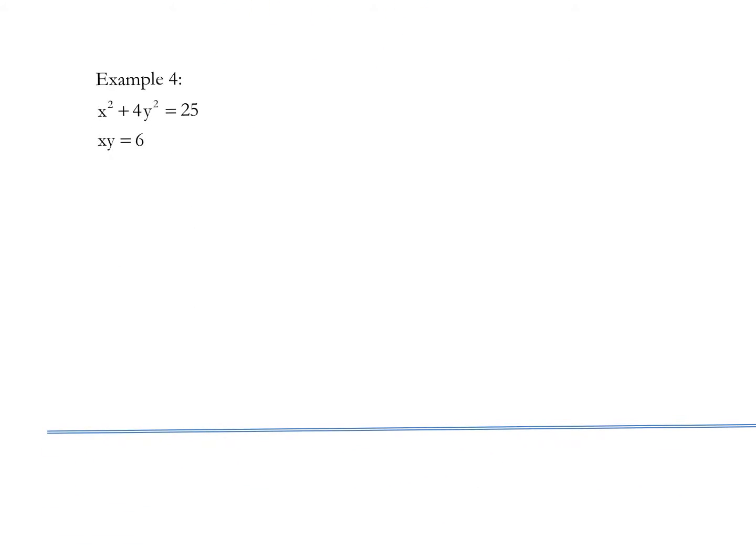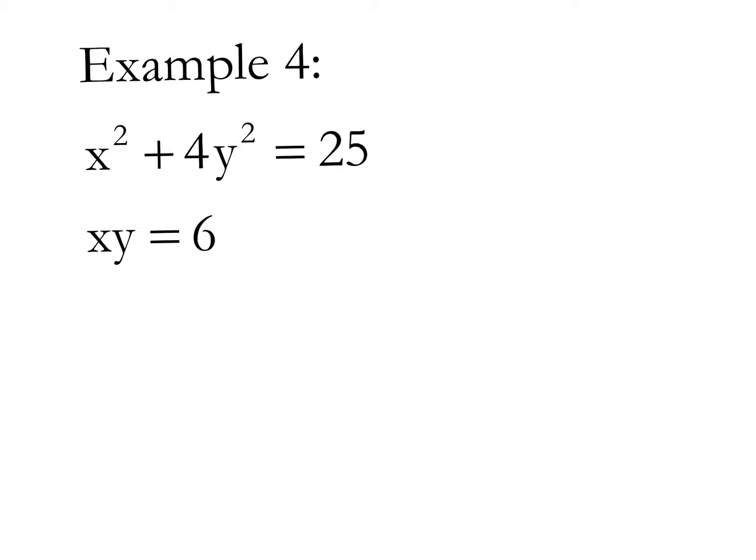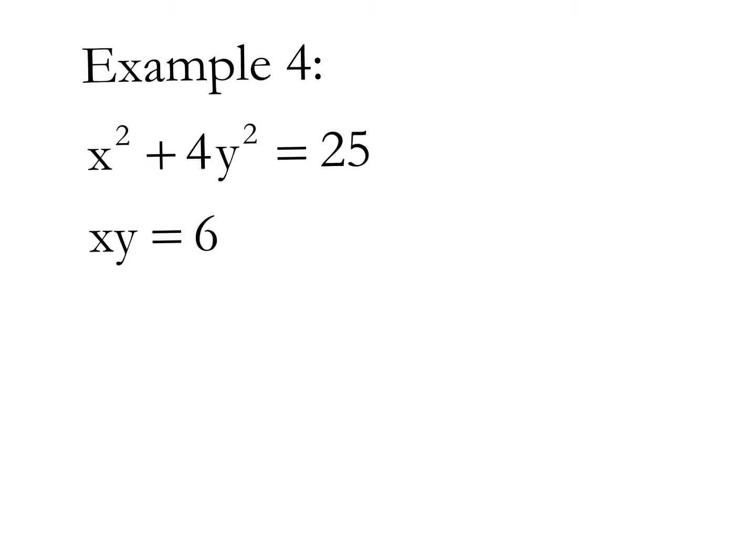This one is also kind of a strange example, so I can't add or subtract anything together right away because this is really weird, but we have this XY situation. So what I'm going to do is isolate one of those variables, either get x by itself or y by itself. So I'm going to get the y by itself by dividing both sides by x. Okay, so I have y equals 6 over x.